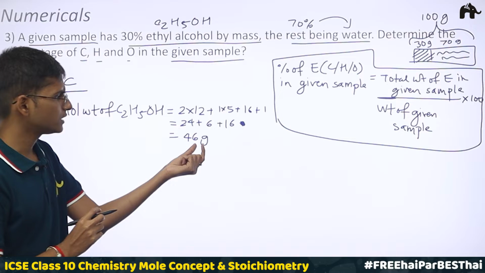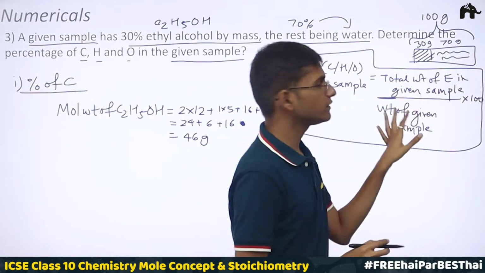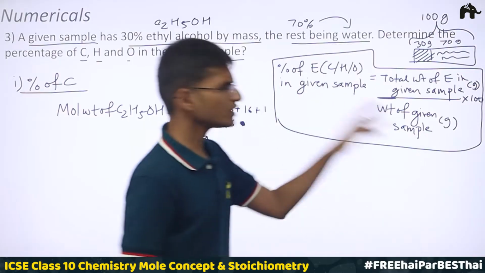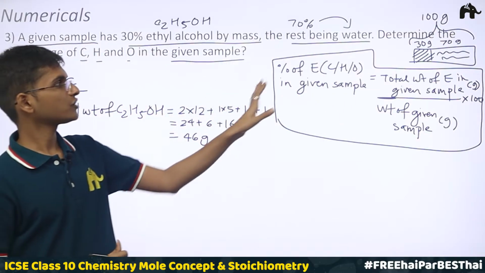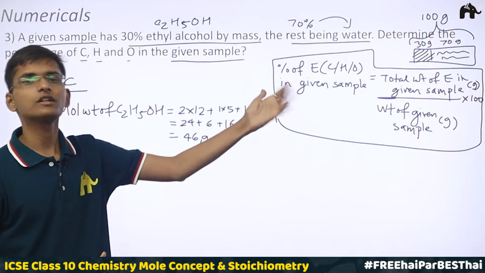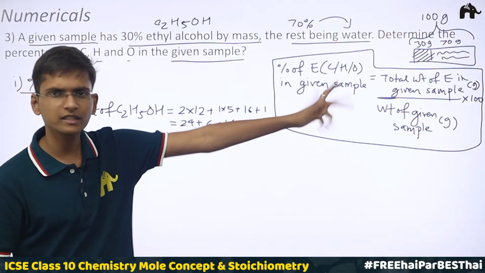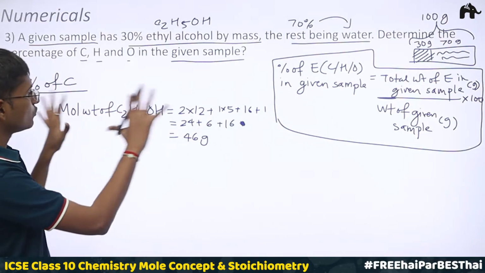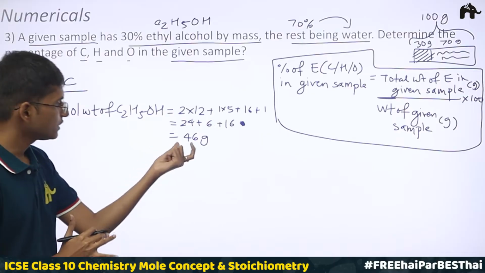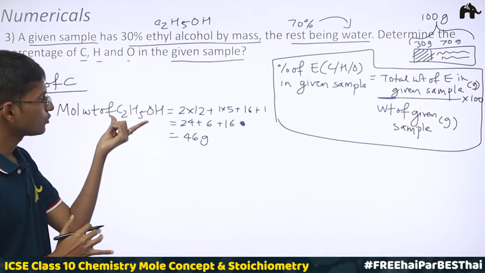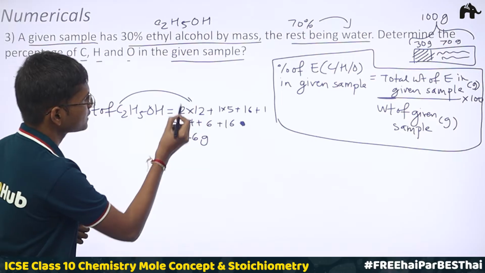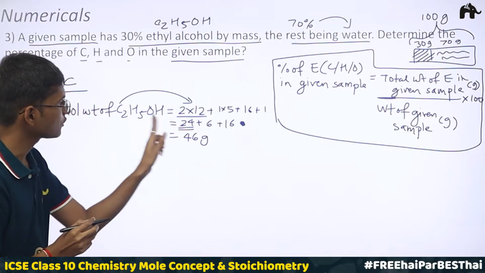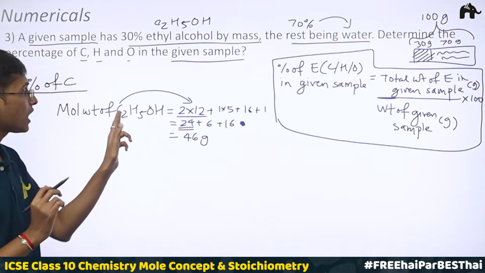Now why am I taking it in grams here? Because here all the weights we are expressing in grams. We have studied in that formula as well, the percentage of the element in a compound by weight. There also we express it in grams. Here also we are expressing it in grams. Now what we can conclude from this molecular weight concept is, in these 46 grams of ethyl alcohol, the carbon part is this 2 into 12, which means 24, which means out of these 46 grams of ethyl alcohol, 24 grams is carbon.